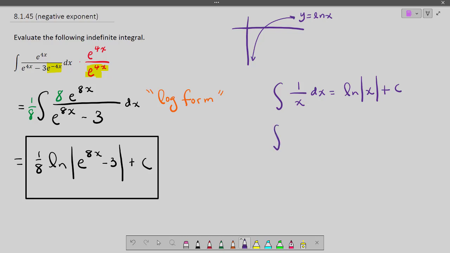So if we have something like this, where let's suppose we make this x squared plus 1, and the numerator, let's just suppose, is exactly 2x. So now it's in log form. The derivative of this denominator is the numerator. So this will be natural log absolute value of x squared plus 1, but x squared plus 1 is always positive, so we don't need absolute value bars there because that's always positive. So if what's inside here is greater than 0, therefore no absolute value bars.